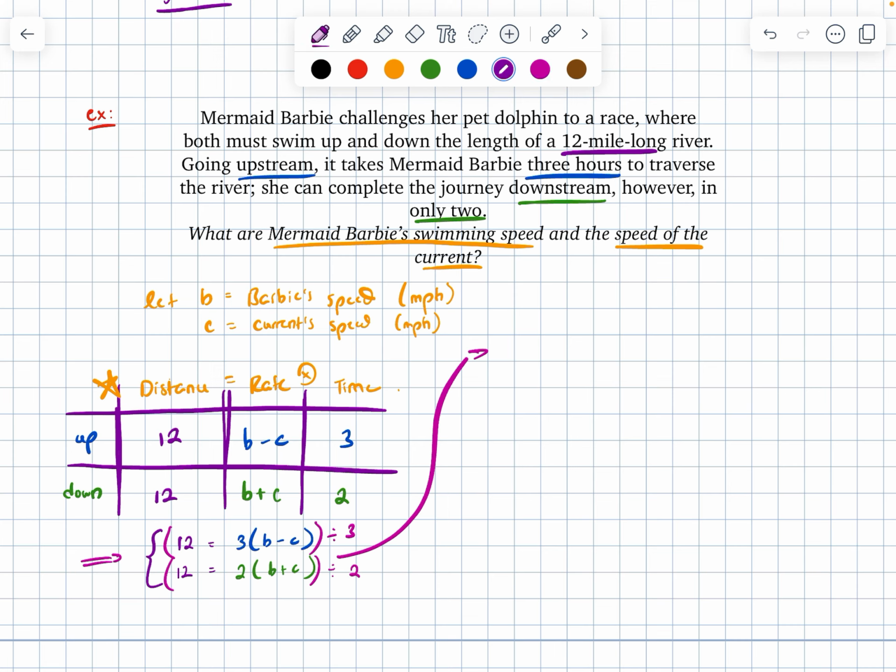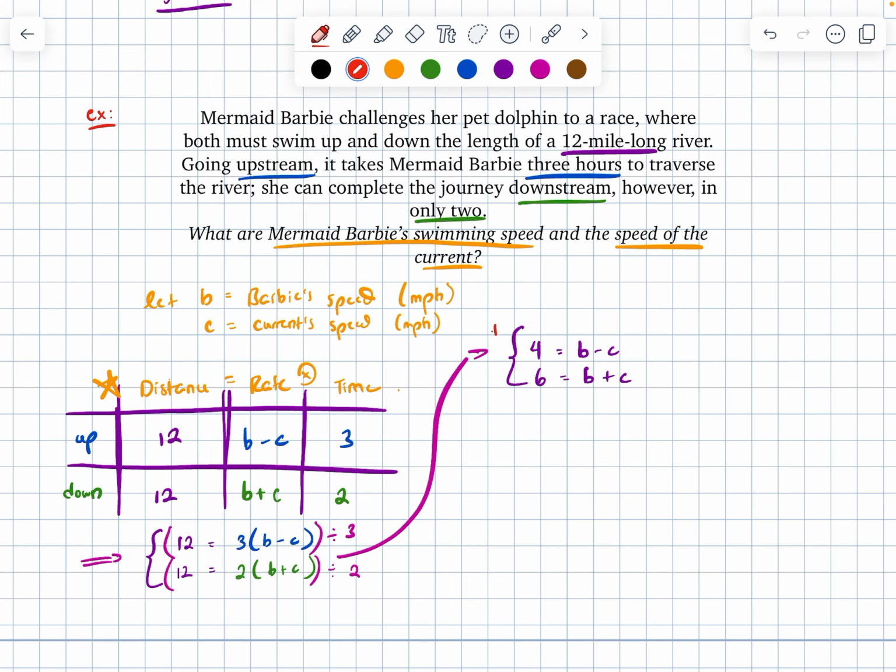Dividing the top equation by 3, 12 divided by 3 is equal to 4. And then I have 3 times b minus c divided by 3. Well, those 3's are going to undo each other. I'm just left with the b minus c. By the same logic, in the bottom, 12 divided by 2 is 6. On the right side, I have 2 times b plus c, but then I'm dividing by 2. The 2's undo each other, and I'm just left with b plus c. There's a nice system that we can solve by elimination.